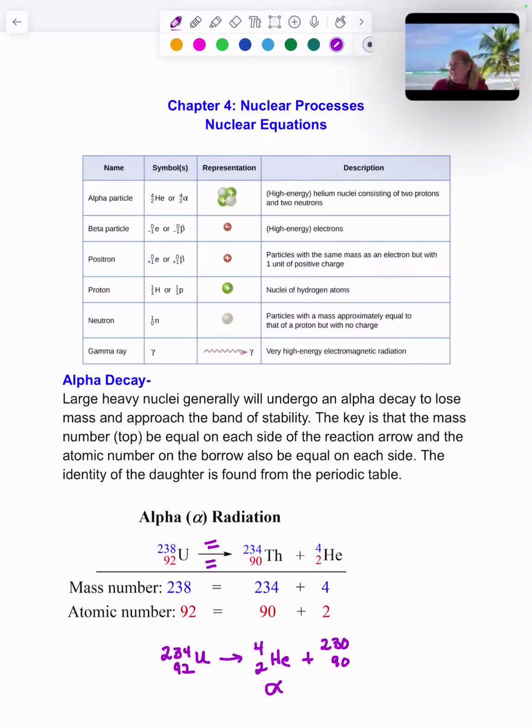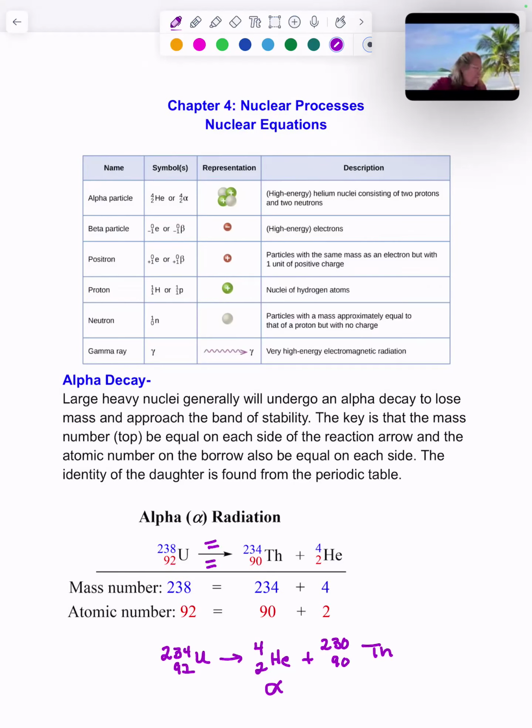And then I just need to look at a periodic table and figure out what element 90 is. If we look at our periodic table, and I happen to have one right here, element number 90 is thorium, so we're going to put the symbol Th. You've got to have a periodic table when you go to do these problems.